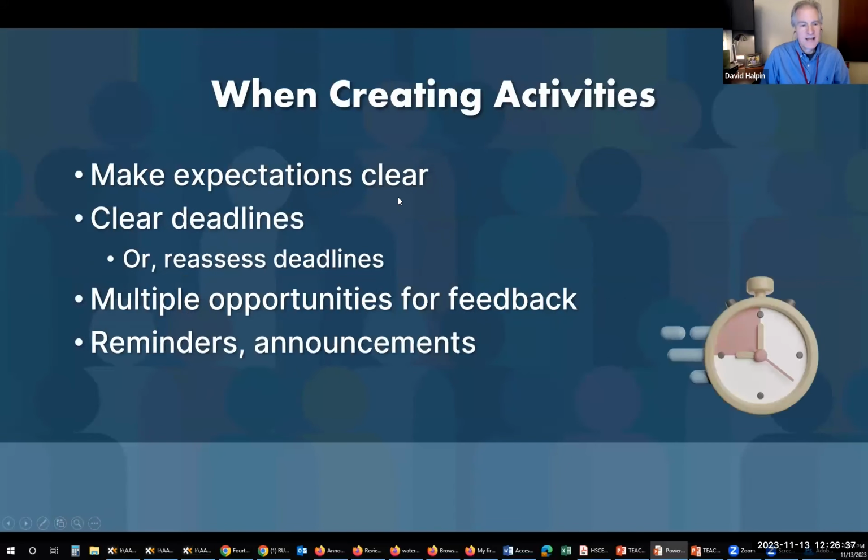And so when you're creating activities for your learners, here's a few things that you can do to be more inclusive. First off, you can make your expectations clear. So don't leave room for ambiguity in what you're asking your learners to do. The clearer you are, the more likely everyone will understand what you're asking for. And then based on who your learners are, look for potential misunderstandings. The next thing is to have clear deadlines. What is expected and when is it expected?